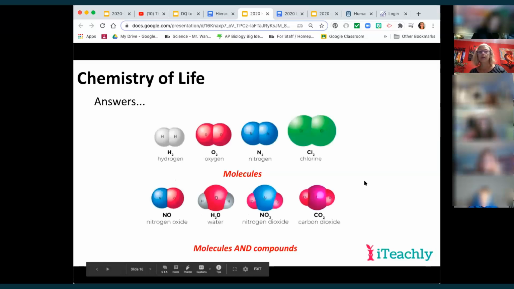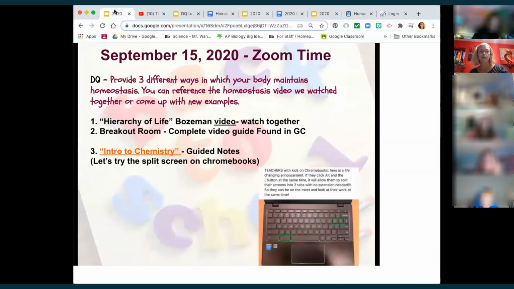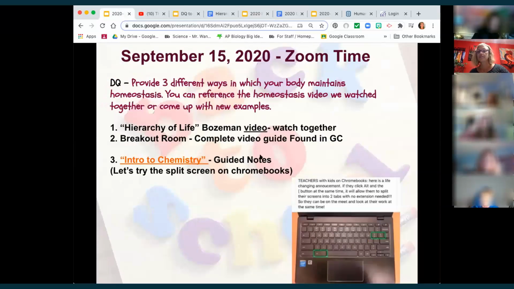So atoms are made up of subatomic particles. They go together as a collective, and are considered elements. Elements go together to make compounds or molecules. We're going to talk about molecules, not so much about the compounds. So we can just talk about macromolecules. Any questions over that?